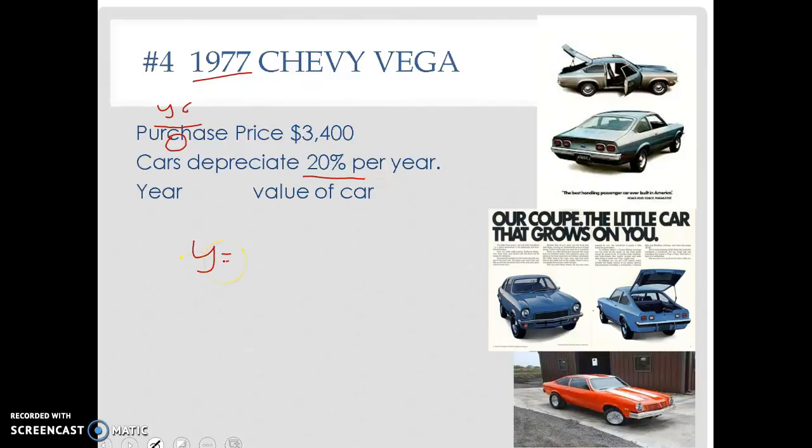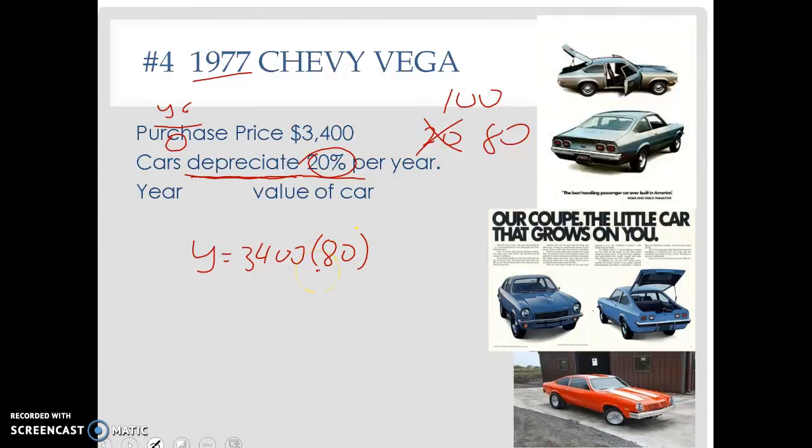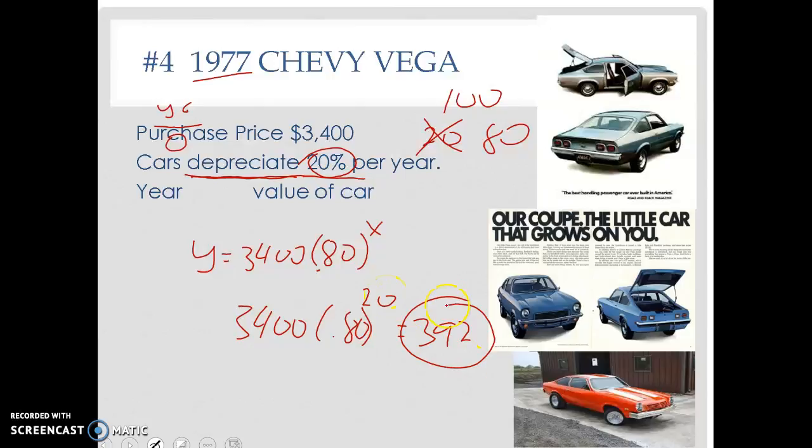The general equation is going to be y equals $3,400, because that's the beginning amount. The growth factor in this case, because it depreciates, that means it's getting smaller. The value of the car is going down 20%. So let's say it started out at 100%. The value of the car is 100%, but 20% goes away. If 20% goes away, that means you have 80% left, and what you're going to be multiplying by is 0.80 to the x power. And so if we want to figure out the value of the car 20 years later, we would take $3,400 and multiply it times 0.80 or 0.8 to the 20th power. And that's roughly $392 left. And so that's the value of the car in 1997.